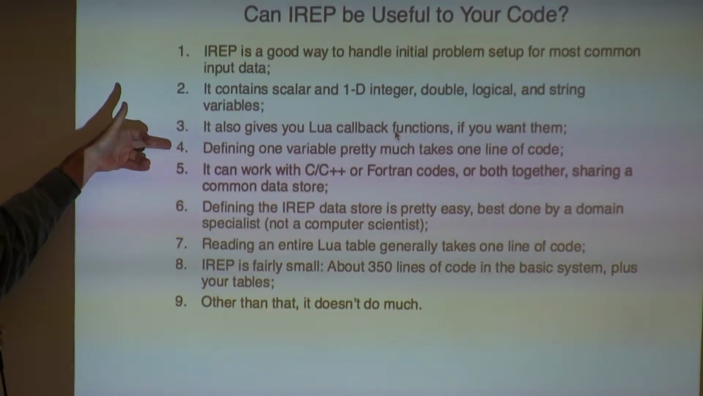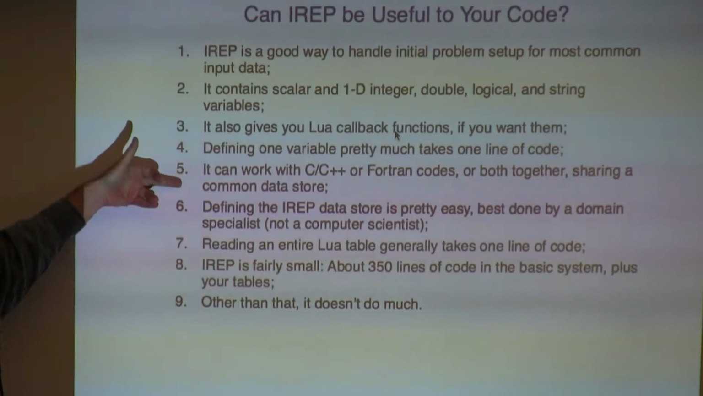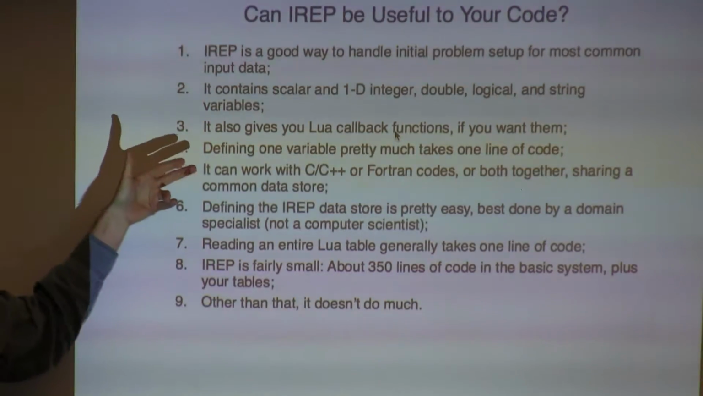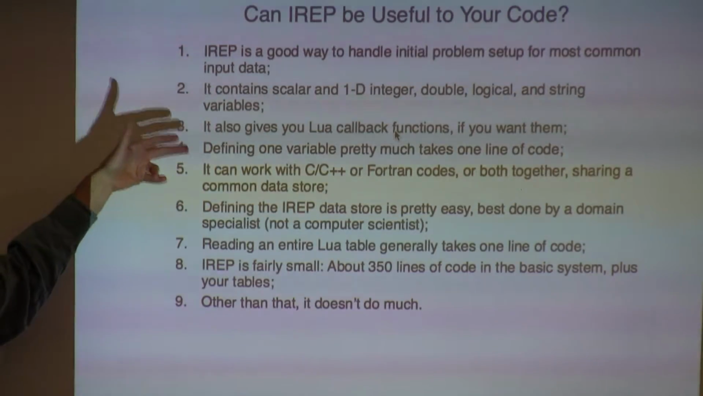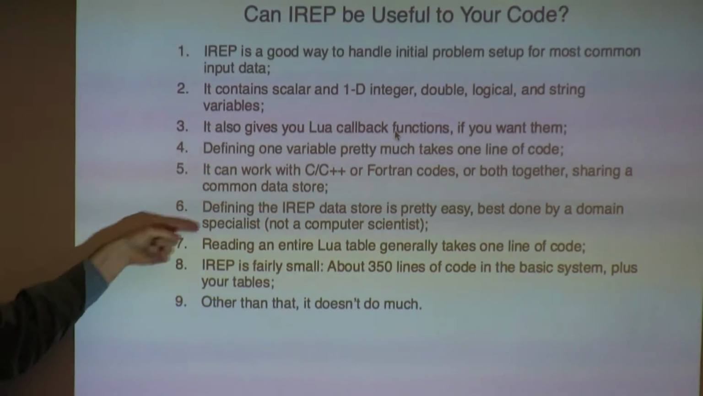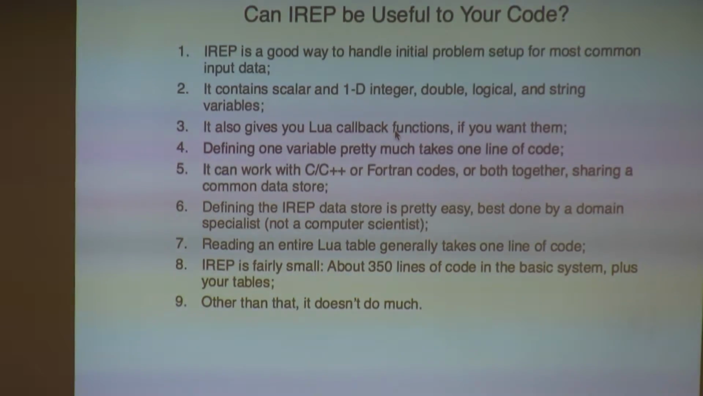Defining one variable in the back end is pretty much one line of code. As I said, it works with either C or Fortran or both together, and they can share a common data store. And they do in our circumstance. This is really a critical point: defining that data store back end doesn't take anybody who knows much of anything about the Lua API directly. All you have to do is be able to write a C struct and do it using some simple little C macros. That's really crucial, and it turned out to be crucial in our application.